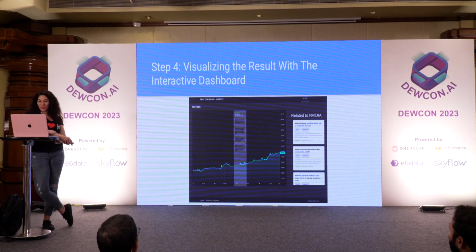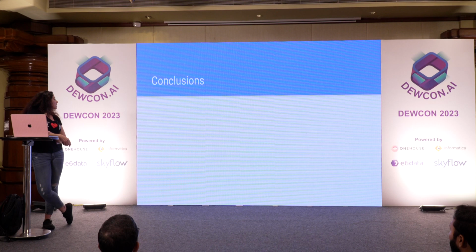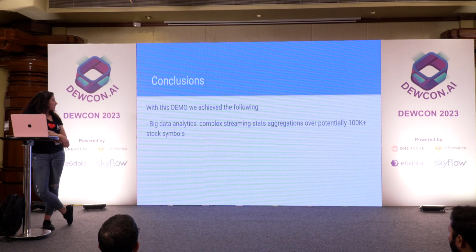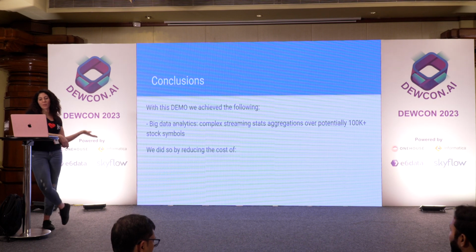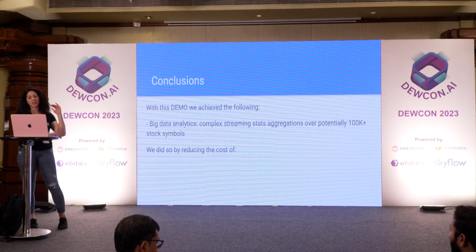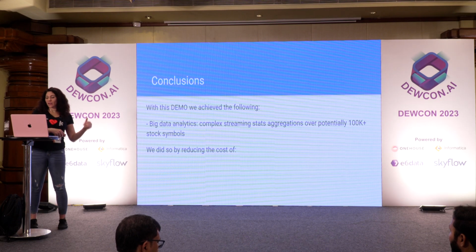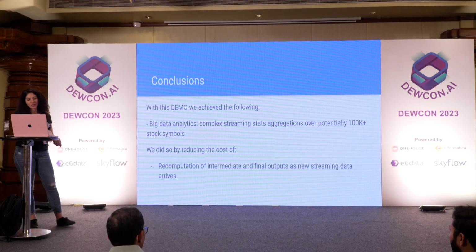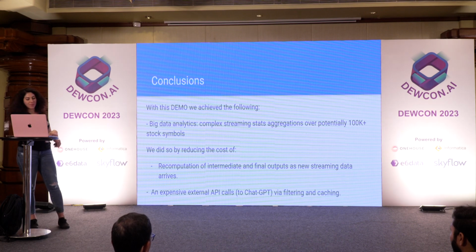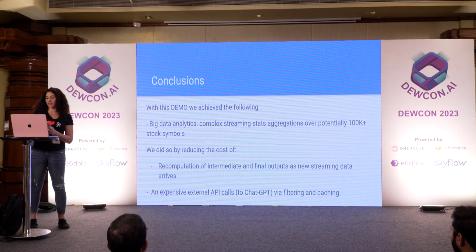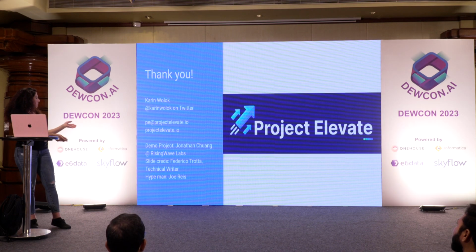And there's, again, the screenshot of the demo. So with this demo, we achieved the following. Big data analytics, complex streaming stats, aggregations over potentially 100,000 plus stock symbols. And we did so by reducing the cost of recomputation of intermediate and final outputs as new streaming data arrives. And then expensive external API calls to ChatGPT via filtering and caching. And then that's it. The demo project was created by Jonathan at Rising Wave Labs.